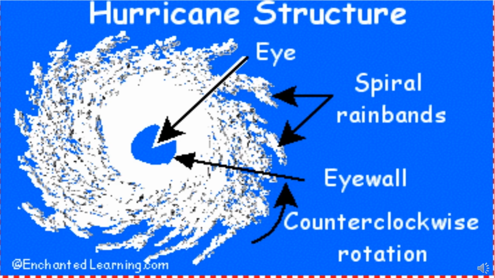The structure of the hurricane: you can see the eye at the center, the spiral rain bands around the hurricane structure, and then the eye wall around the eye, and the counterclockwise rotation of the hurricane.